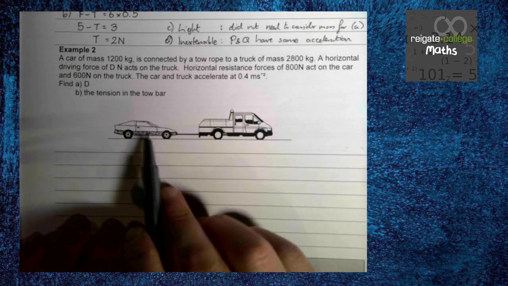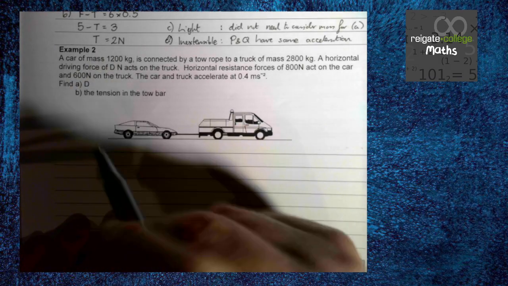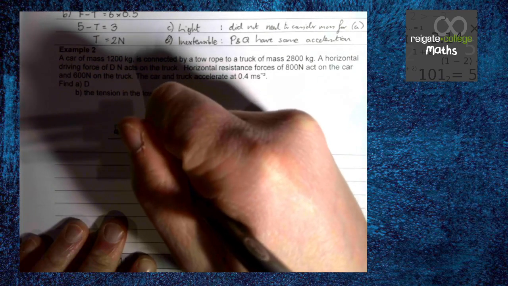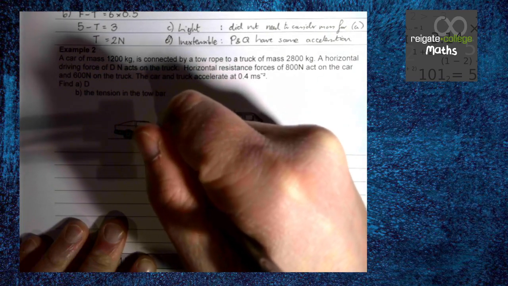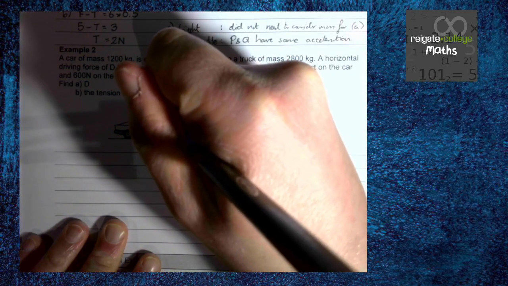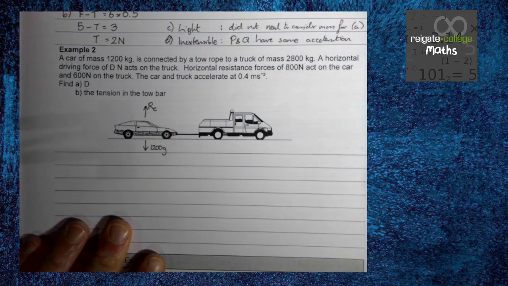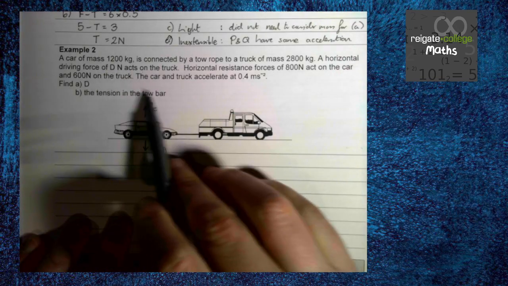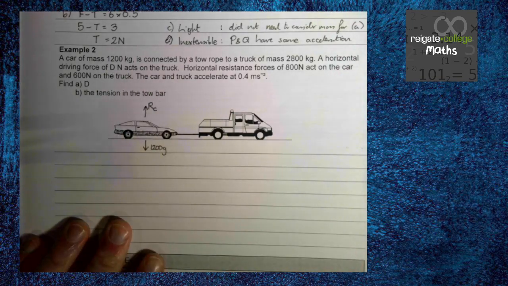So we know the car has mass 1,200 kilograms. So the car has weight 1,200 g, which means it has a reaction force, which I'm going to call RC. I know they're the same, but we actually don't need to worry about this in terms of our calculations.